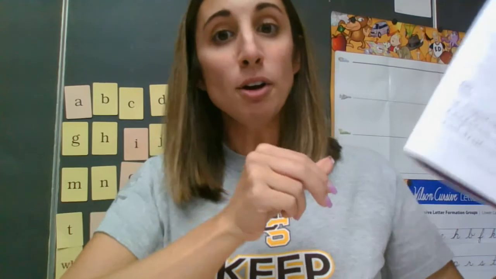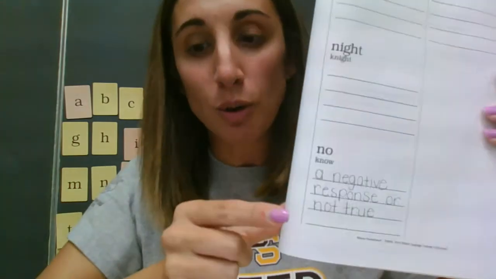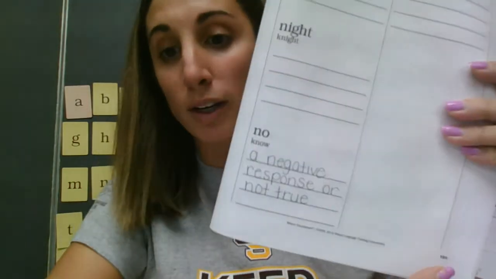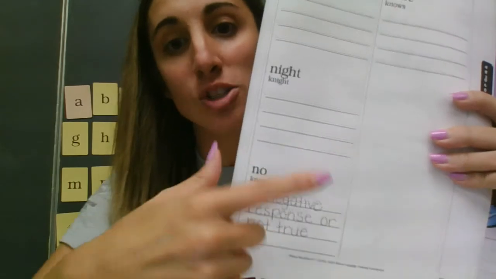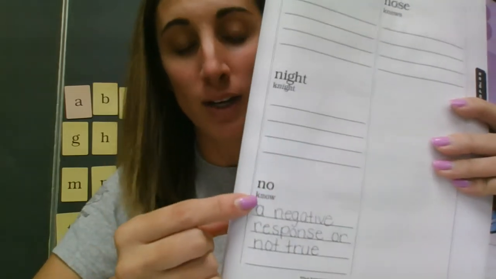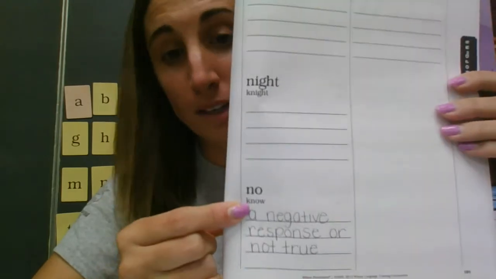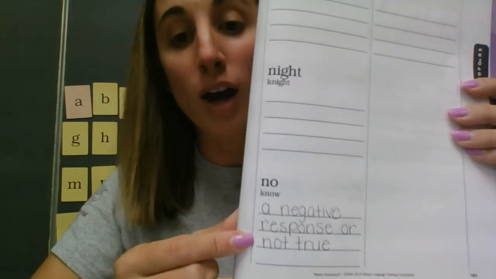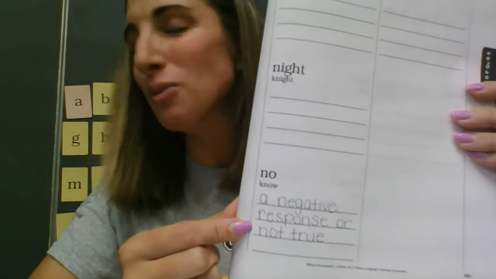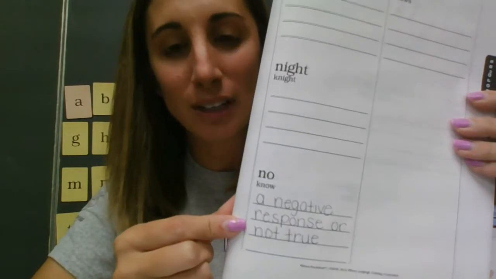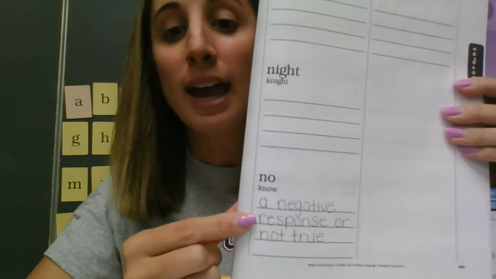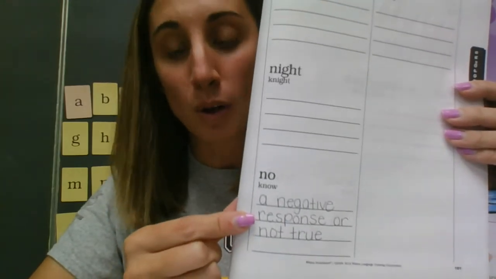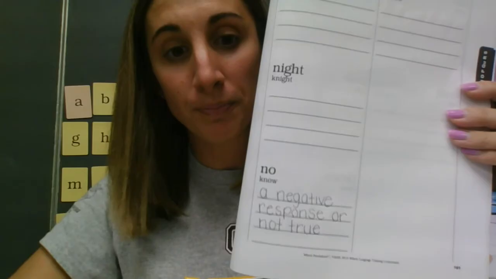To get the other homophone or sound-alike word, you have to turn forward to page 101 where you see the N section for N-O, no. And the definition we wrote for this word is a negative response or not true. And I also was saying a lot in the classroom today that it is the opposite of yes. Very good. So again, pause the video and get this written on page 101 of your notebook at home.